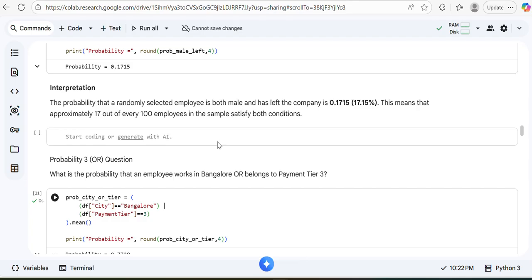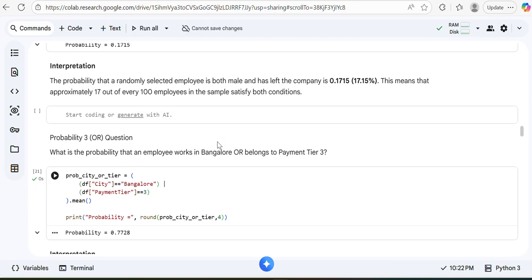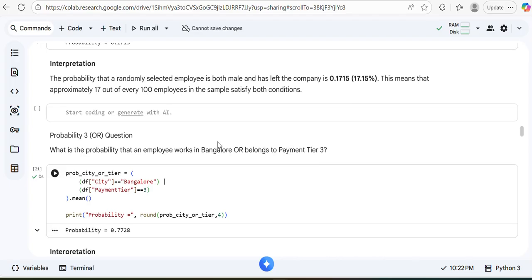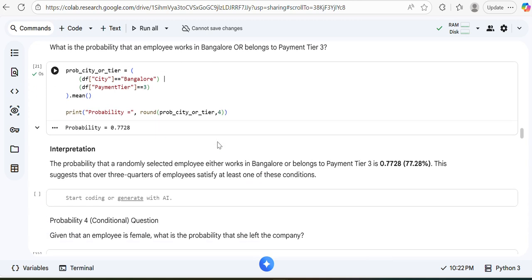For example, given that an employee was female, the probability that she left the company was about 49.72%. Finally, among employees in payment tier 3, the probability of remaining with the company was approximately 64.49%. So these probabilities describe patterns within the sample rather than the entire employee population.